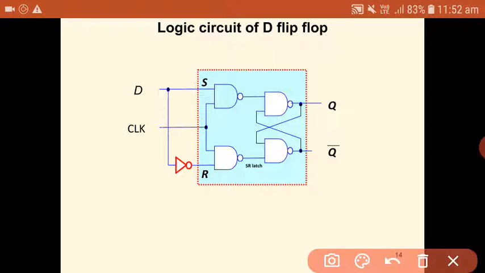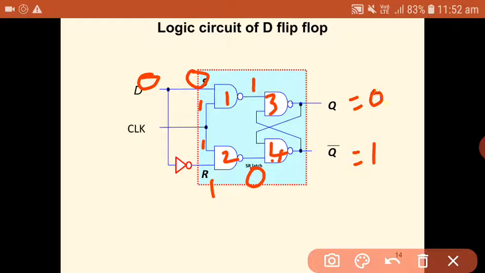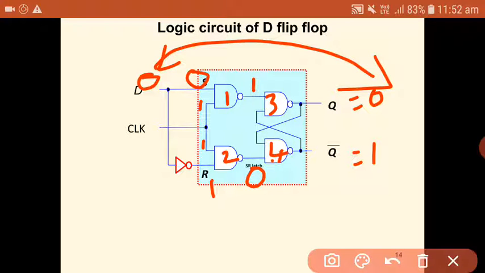You can also analyze the same thing. When D is equal to 0, that means S is equal to 0, R will be equal to 1. Let us say this is gate 2, this is 3, this is 4. Whenever one of the inputs of the first NAND gate is 0, then the output will become 1. Similarly, clock is equal to 1, so when all the inputs are 1, the output of the second NAND gate will be equal to 0. Since one of the inputs of the fourth NAND gate is 0, Q bar will become 1 and Q will become 0. So for D is equal to 0 input, you will be getting 0 output.